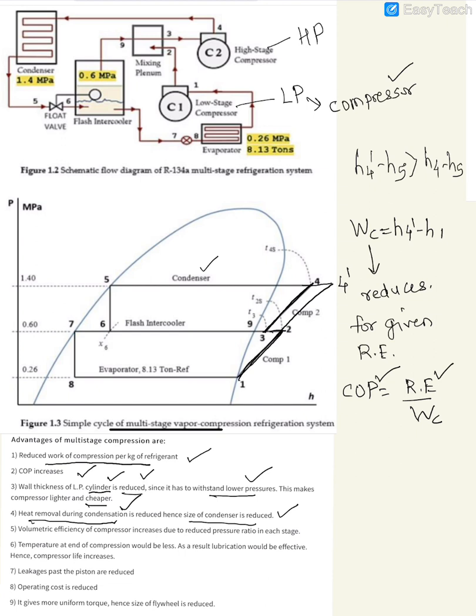Another advantage is on the efficiency side of the compressor. We are talking about the volumetric efficiency. The volumetric efficiency of the compressor is a function of pressure ratio. Pressure ratio means the ratio of condenser pressure to the evaporator pressure. And because in multi-staging the pressure ratio is reduced, the volumetric efficiency increases. So this is an additional advantage, that the volumetric efficiency of the compressor is improved in multi-staging because the pressure ratio is reduced in each stage.